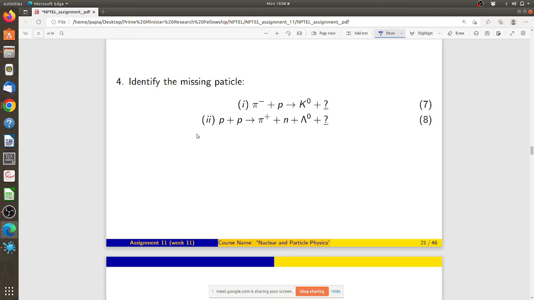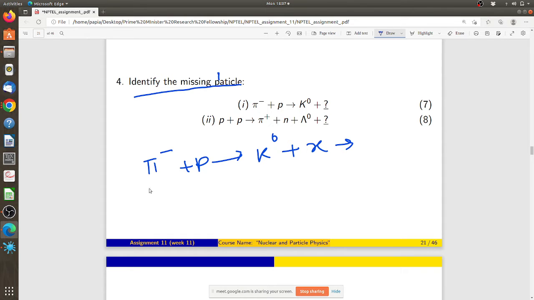Okay, so for the fourth one, what was that? Identify the missing particle. Okay, so it's a typo, it will be particle. There are 2 questions. One is pi minus plus p goes to K0 plus question mark. Question mark means you have to fill the particle, and the second one is this one. So what should I do here? I am just writing this. It's a very simple thing, not that simple, but as you have already done the previous things, it's already very simple for you.